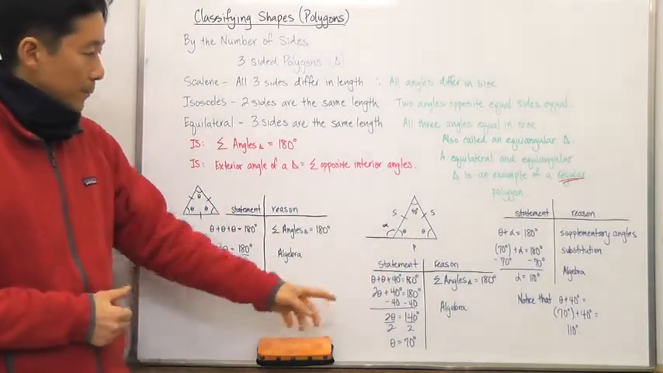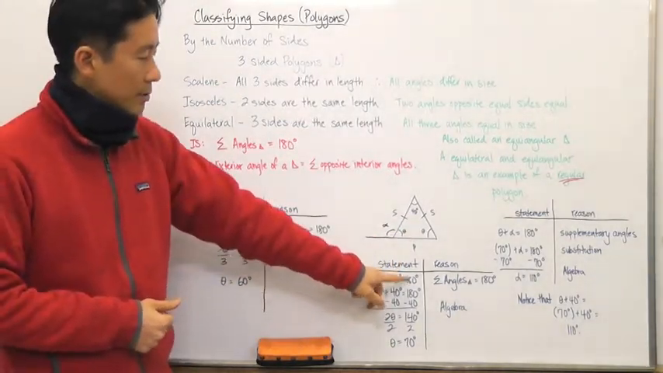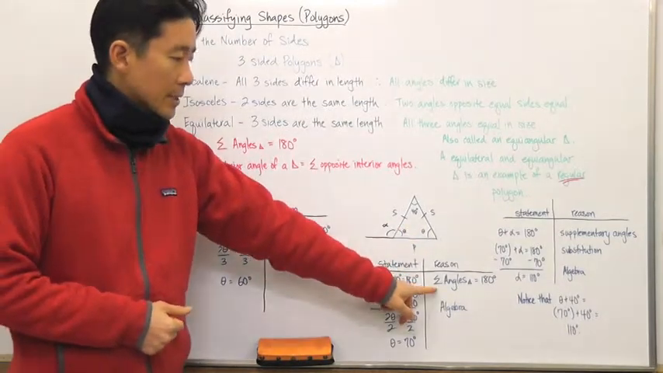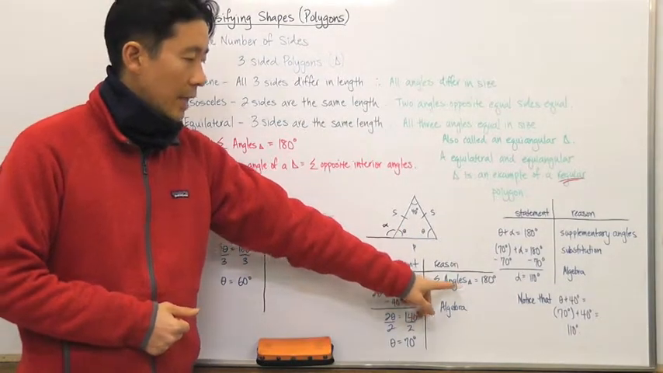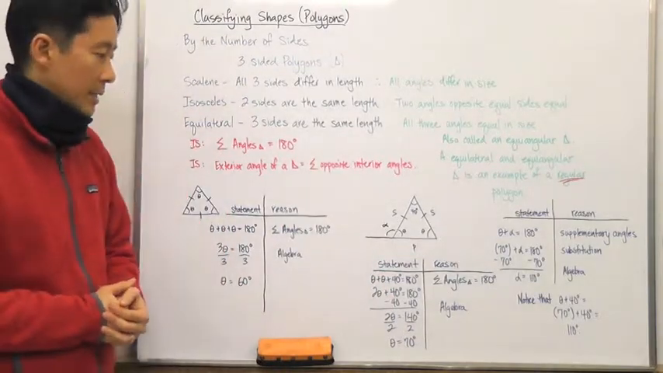Therefore, what we can say is that theta plus 40 is equal to 180 degrees. The reason, again, is that the sum of the angles of a triangle is equal to 180 degrees.